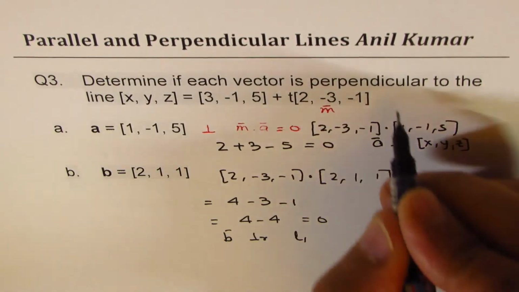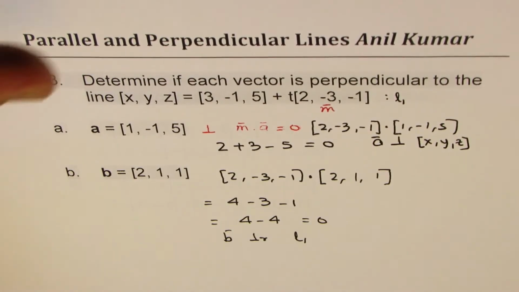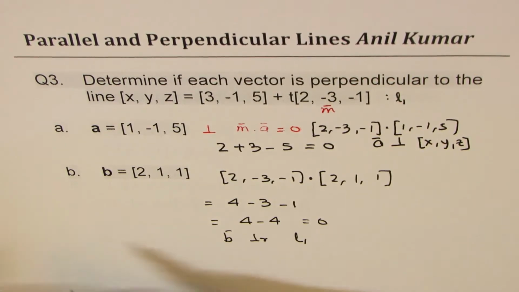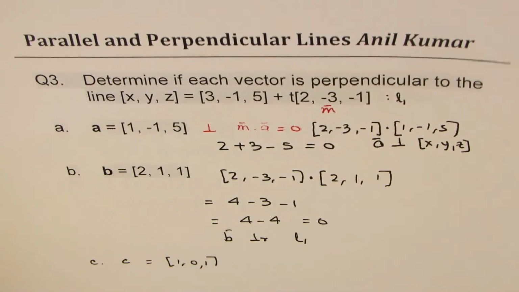So let's say line 1. So we call this line 1. So that is how you could do it. Just do the dot product and you will know whether they are perpendicular or not. You can take another point here, let's say C equal to (1, 0, 1), and test it out.